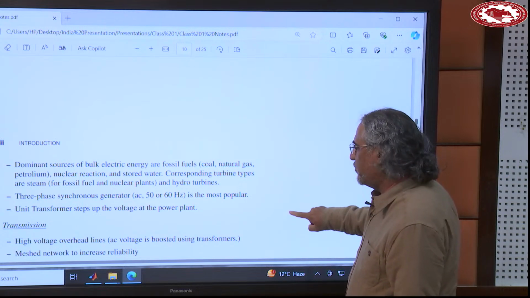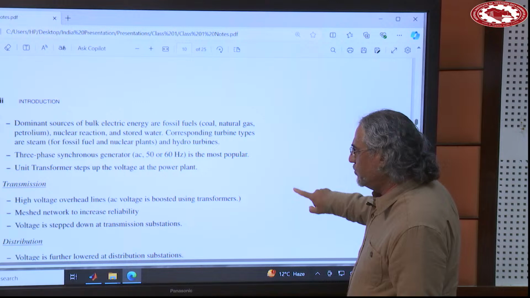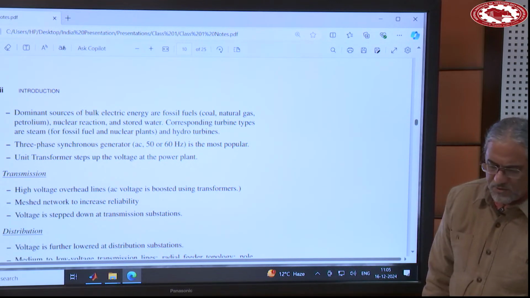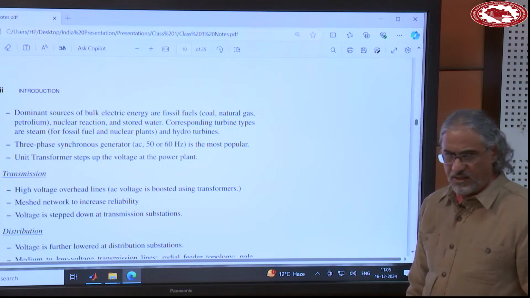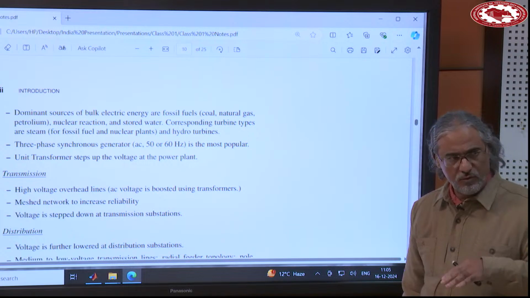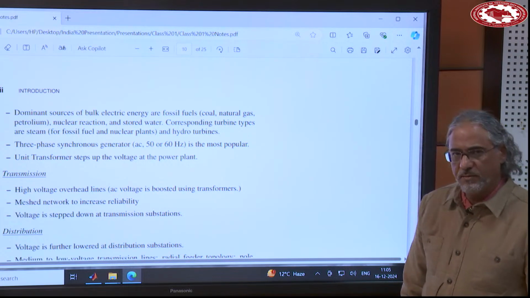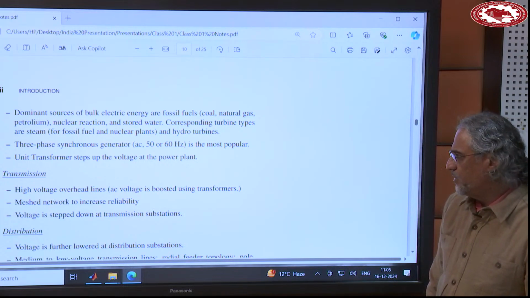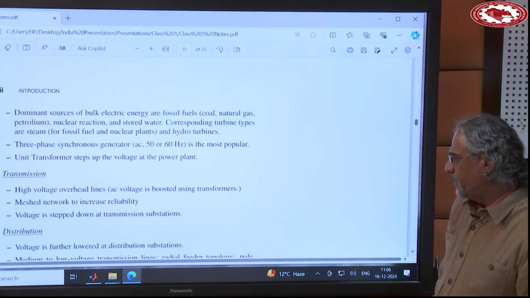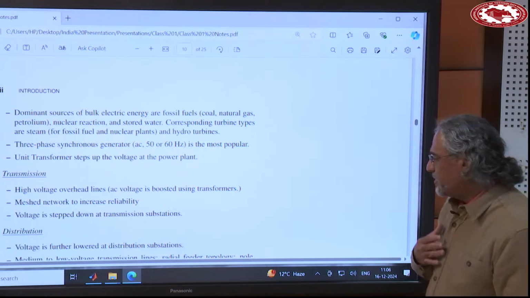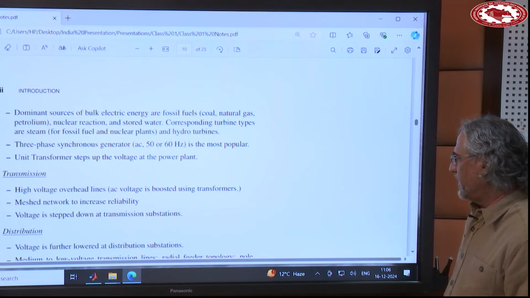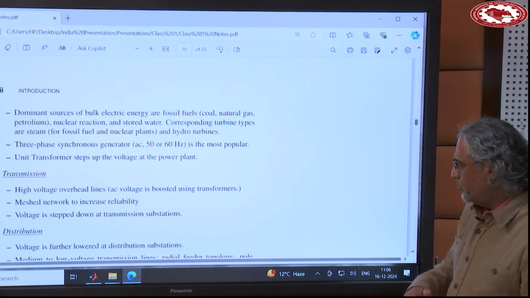And then transformers are used immediately to increase the voltage level in order to be able to transmit the power over long distance. Obviously, you all know that we need to increase the voltage level in order to be able to transmit the power over long distance. Otherwise, it's not possible and will be a lot of losses. So in transmission, basically, we have high voltage overhead lines typically, and transformers are used to boost the voltages.